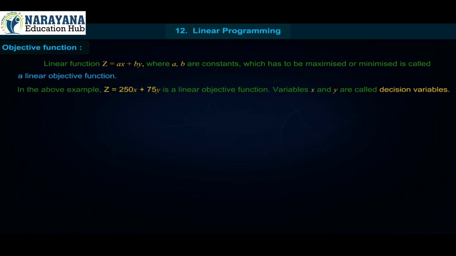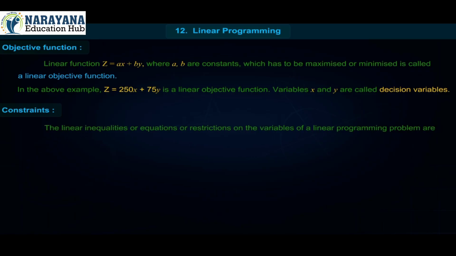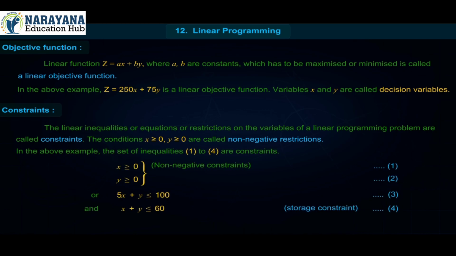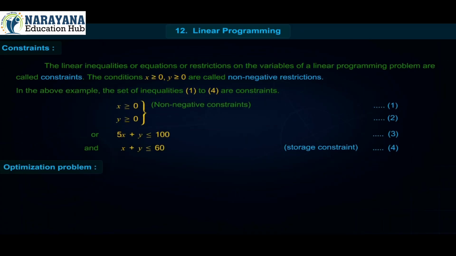In the above example, z = 250x + 75y is a linear objective function. Variables x and y are called decision variables. Constraints: the linear inequalities or equations or restrictions on the variables of a linear programming problem are called constraints. The conditions x ≥ 0, y ≥ 0 are called non-negative restrictions. In the above example, the set of inequalities 1 to 4 are constraints.